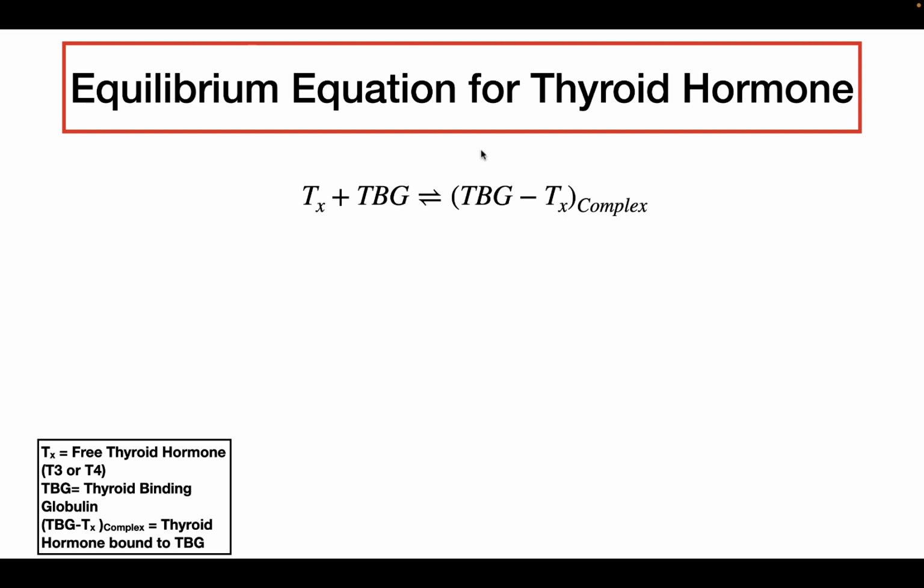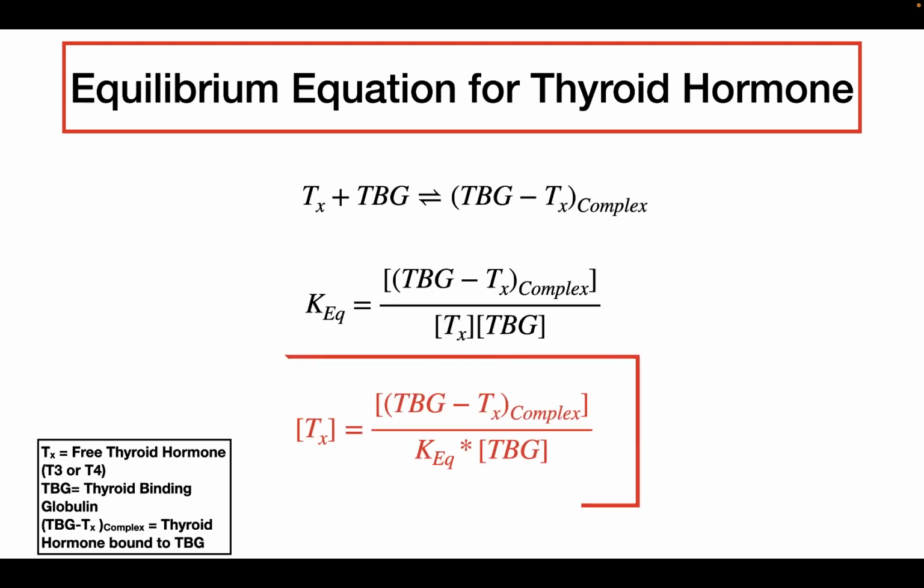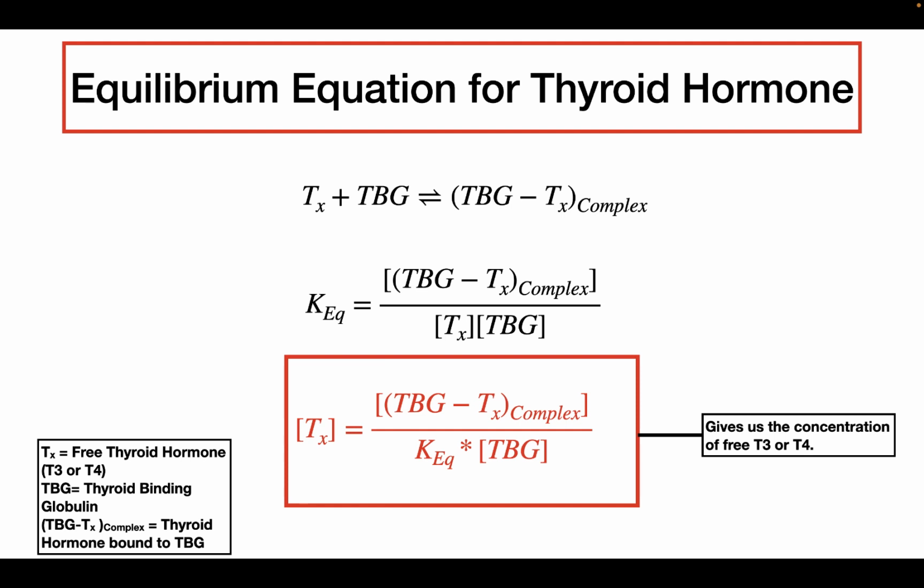From this equilibrium reaction, we can calculate the equilibrium constant, and what we get is this particular equation here. Next, I'm going to solve for the concentration of free thyroid hormone, and when I do that, I get this particular equation here. This equation is going to calculate the concentration of free T3 or T4 in the blood. Now, in order to calculate the concentration of free T3 or T4 in the blood, we also need to know the equilibrium constant for T3 and T4. T3 and T4 have different equilibrium constants, and they're given right here. So by using this equation, we can calculate the amount of free T3 or T4 in the blood.